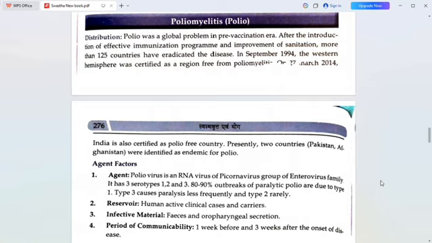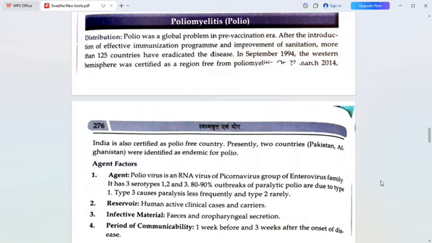In this session, we will cover the etiology, pathogenesis, clinical features, diagnosis, management, and prevention of polio. So let's start with its distribution. Polio was a global problem in the pre-vaccination era. After the introduction of effective immunization programs and improvement of sanitation, more than 125 countries have eradicated the disease. Means the disease is not there in these countries.